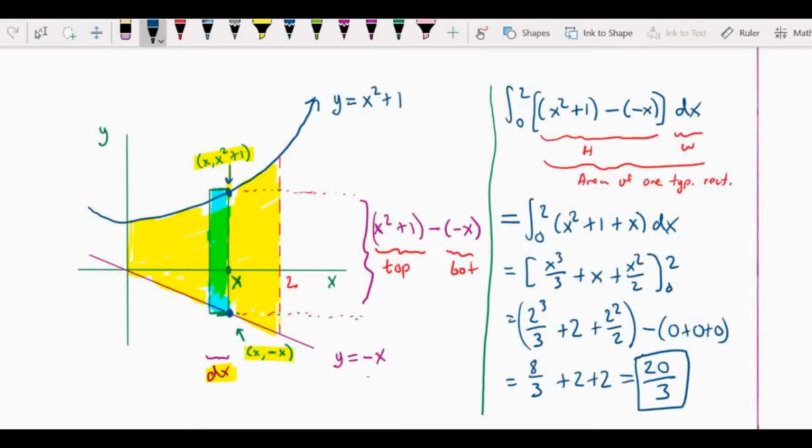So we just skipped over a whole bunch of algebra, and that's the answer. The area between these curves is 20 over 3.